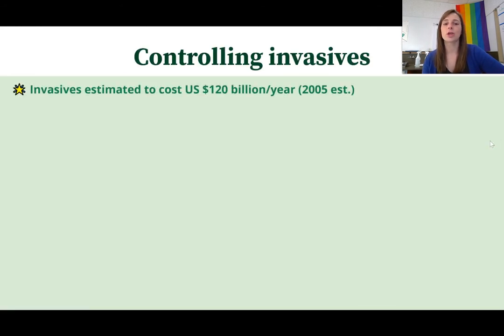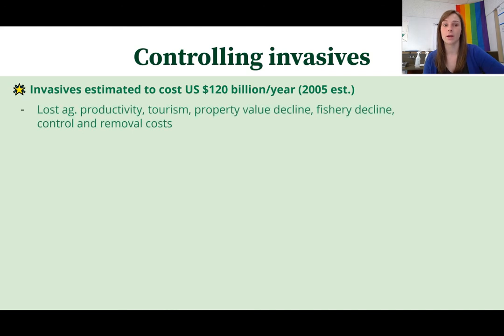So what is something we can do to actually control invasives? Fun fact, invasives cost the United States about $120 billion per year. This was a 2005 estimate, so it's probably honestly gone up since then. Because we have a bunch of consequences from this, we lose agricultural productivity, tourism, property values decline, fisheries decline, and then we end up having to pay to control them and remove them. So all of this together leads to $120 billion in costs per year.